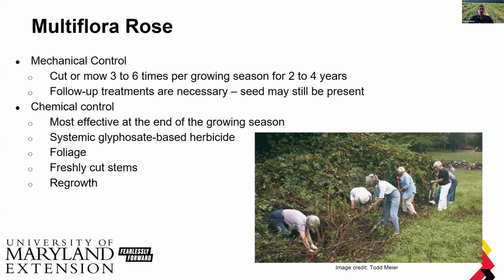Chemical control is going to be most effective at the end of the growing season, using systemic glyphosate-based herbicides. You can treat the foliage, or the regrowth of the freshly cut stems. It's important to remember, when you're using a combination of both mechanical and chemical control, that you allow some type of regrowth to occur before you apply an herbicide. So, for example, if you're going to mow or cut, wait for that plant to regrow, because if you don't have any type of foliage after it's cut, there's going to be no way for that herbicide to get into the plant.